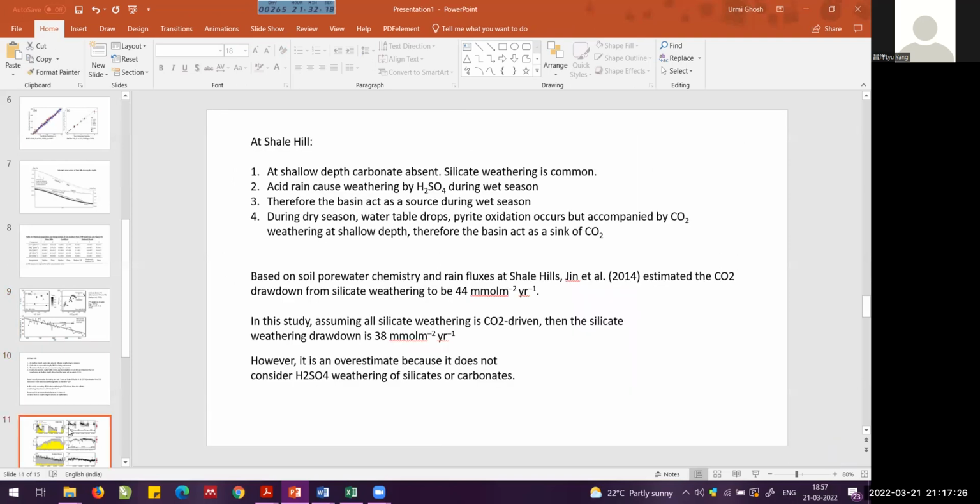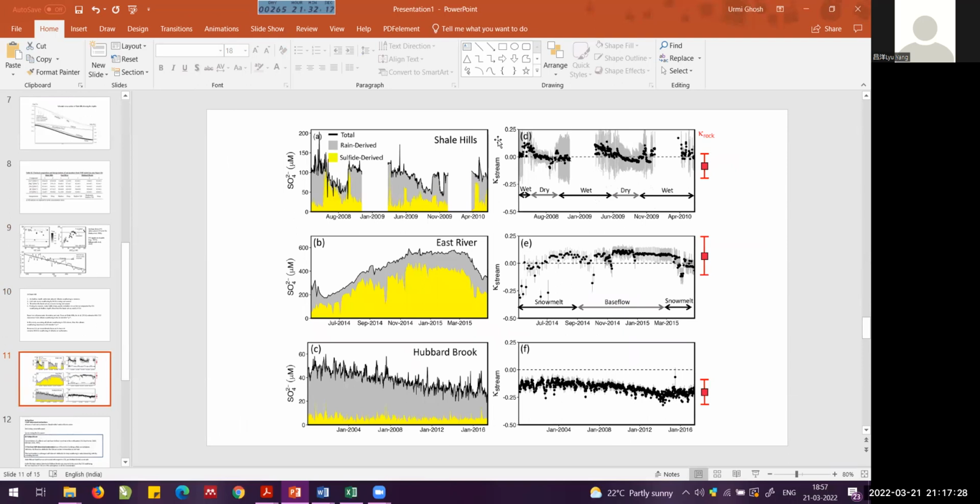Based on the Shale Hills chemistry, they have also tried to predict the East River and the Hubbard Brook chemistry. As we can see, here the K stream is calculated. If the value is towards negative, that means that the basin is acting as a sink, that is, carbon sequestration is happening. Whereas if the value is positive, that means that carbon dioxide is released into the atmosphere.